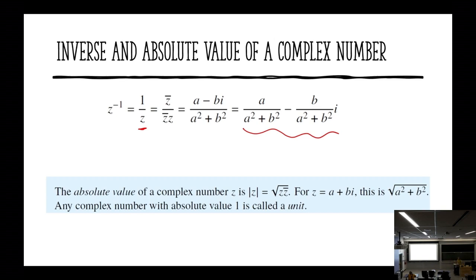i. And the absolute value of a complex number, we label it the same way we normally label absolute values, and it is equal to the square root of the complex number times its conjugate. So for a complex number a plus bi, that's just the square root of a squared plus b squared. And any complex number with an absolute value of 1, we call a unit.